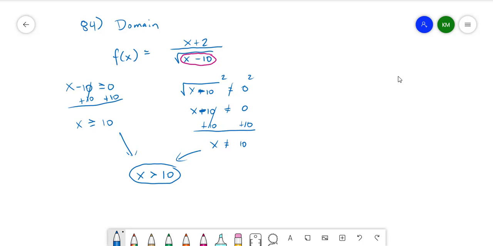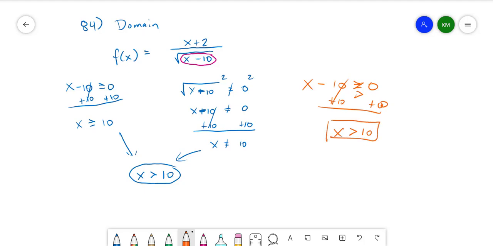And I told you you could actually do this in one step. If you go back to the very first thing I wrote, I had x minus 10 is greater than or equal to 0. Well, right off the bat, I could have said, oh, but you know what? That's in the denominator, so it's not just greater than or equal to 0. Let's just make that greater than 0. And then you add 10 to both sides, and you're done with the whole problem in one step. You get x is greater than 10.